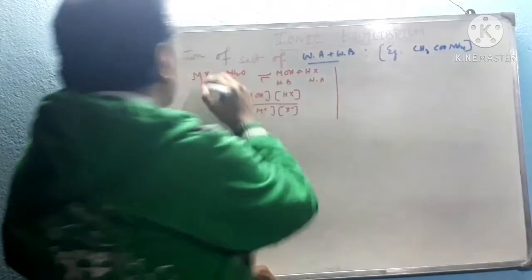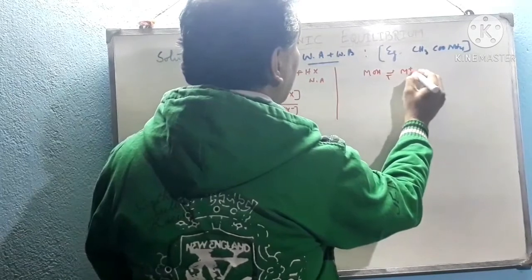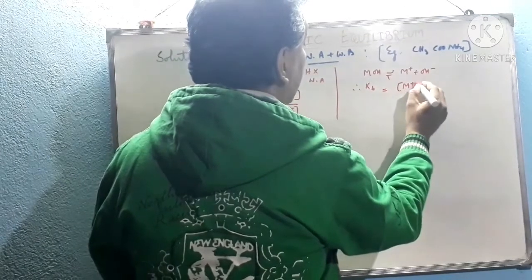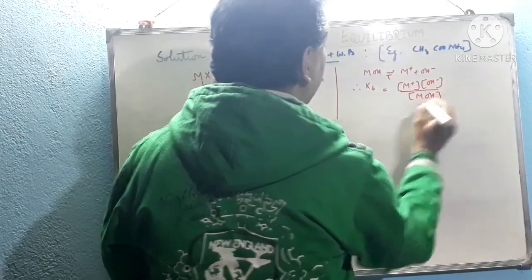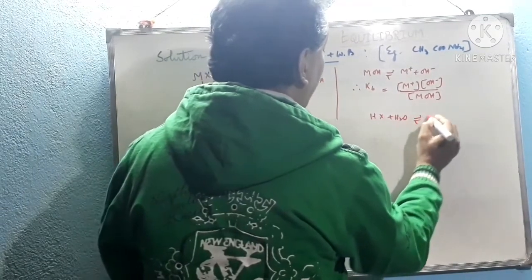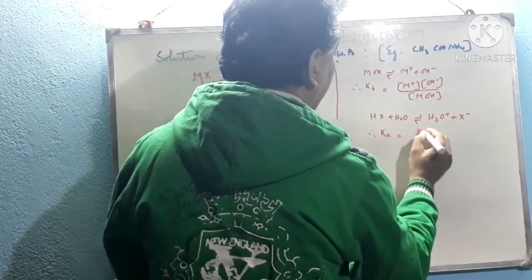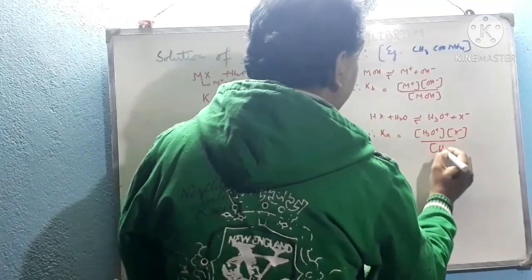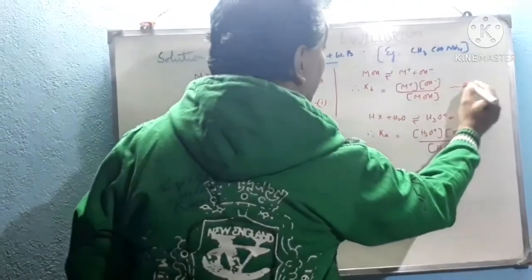Now for the weak base we can write here MOH dissociates in its aqueous solution to form M plus OH minus, and Kb for this can be written as molar concentration of M plus, molar concentration of OH minus divided by molar concentration of MOH. And for the weak acid HX, it dissociates in its aqueous solution with H2O to form H3O plus X minus. So Ka can be written as concentration of H3O plus, concentration of X minus divided by concentration of HX. So now this is expression number 1, this is expression number 2, this is expression number 3.